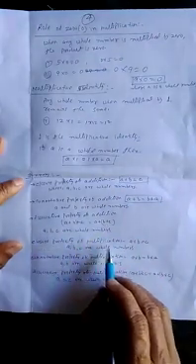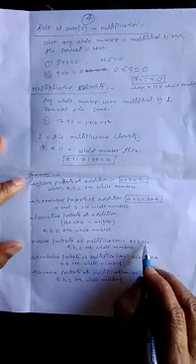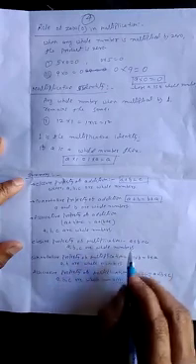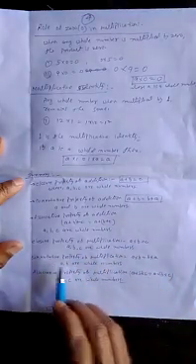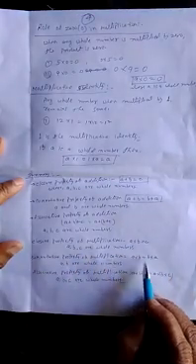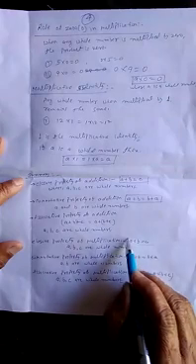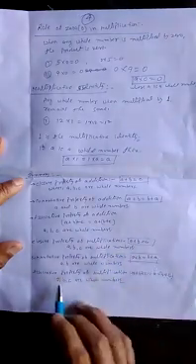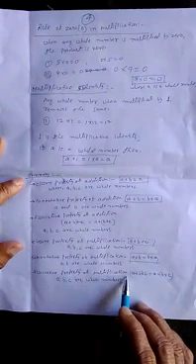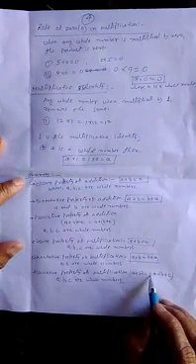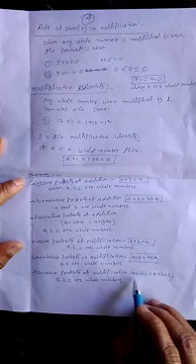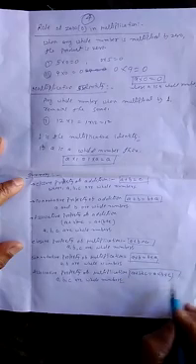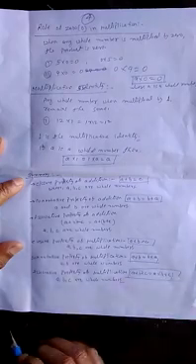Closure property of multiplication, A × B is equal to C, where A, B, C all are whole numbers. Commutative property of multiplication, A × B is equal to B × A, where A, B are whole numbers. And associative property of multiplication, (A × B) × C is equal to A × (B × C). Grouping can be done in any order. A, B, C are whole numbers.